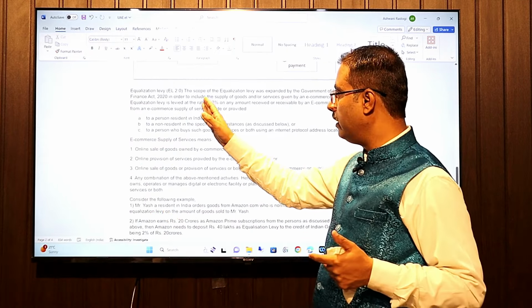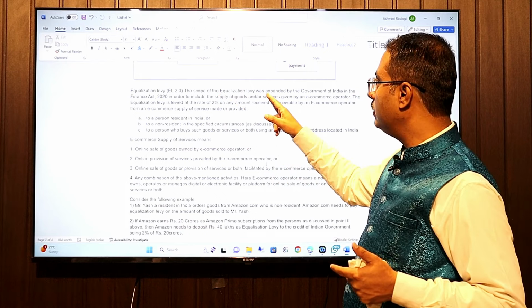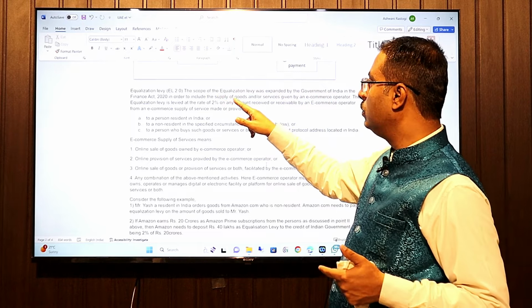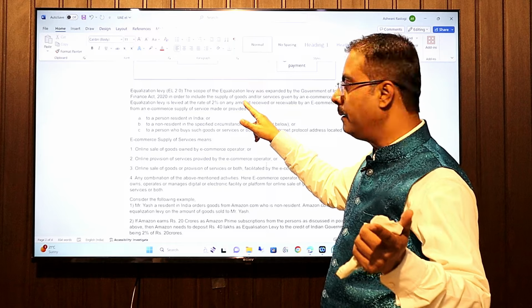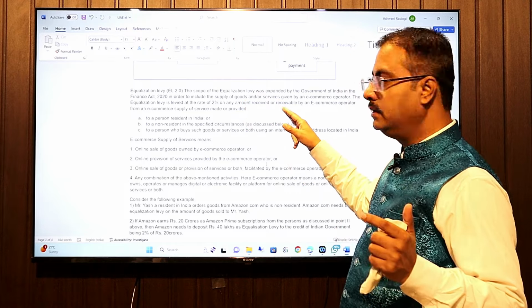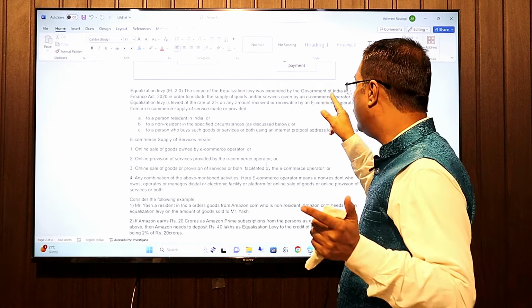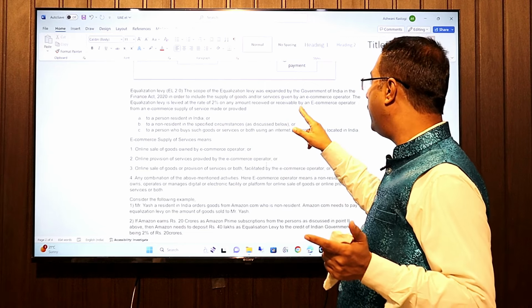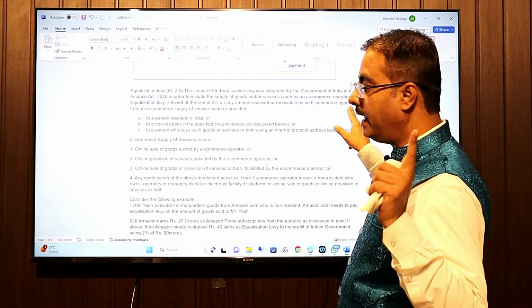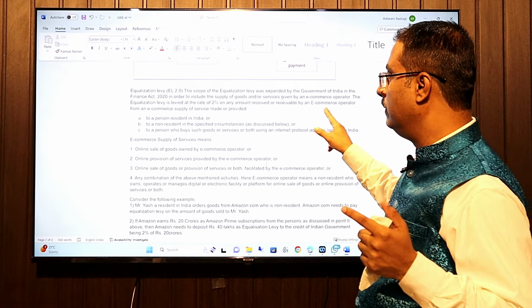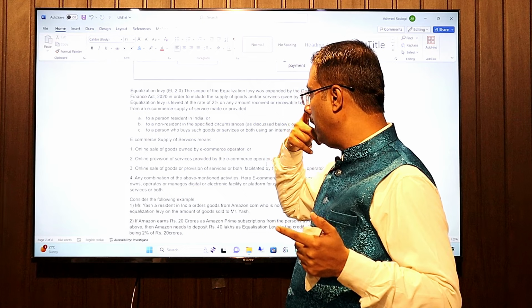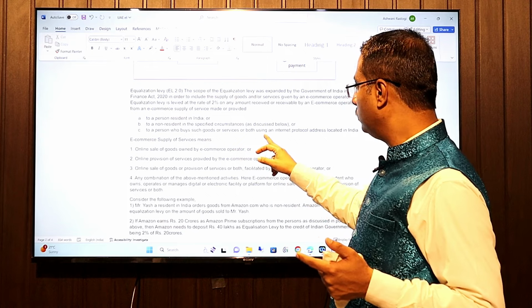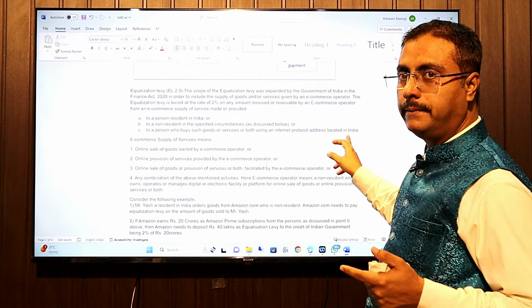So I have covered here equalization levy 2%. Just for your understanding, the scope of equalization levy was expanded by the Government of India in Finance Act 2020 to include goods sold by Amazon.com, services by Facebook, Google, by the e-commerce operator. The equalization levy rate is 2% on any amount received by the e-commerce operator. The e-commerce operator has to pay tax. No need to deduct by us. To a person resident in India, to a non-resident in India, to a person who buys such goods, or both, using an IP address located in India.